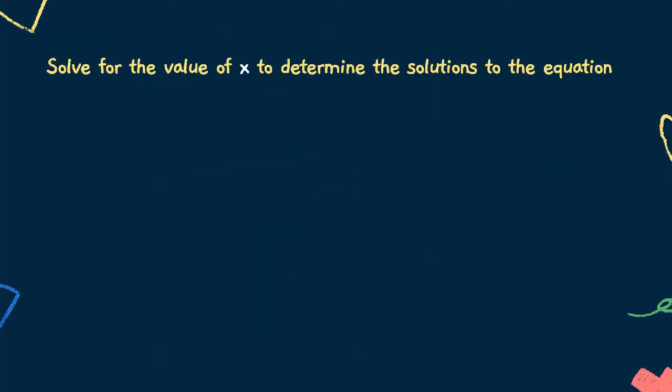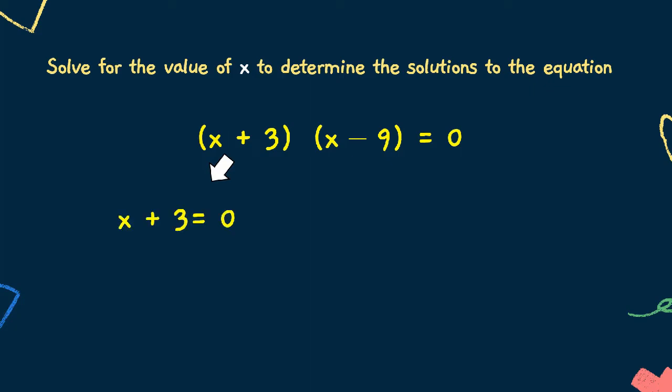So to do that, we proceed. We solve for the x to determine the solutions of the equation. Take note that these are the factors that we have determined from the previous solution. So these are x plus 3 and x minus 9. That is equal to 0. First, we have to identify the first factor, which is x plus 3, and equate it with 0. So x plus 3 is equal to 0. So we have to identify the value of x.